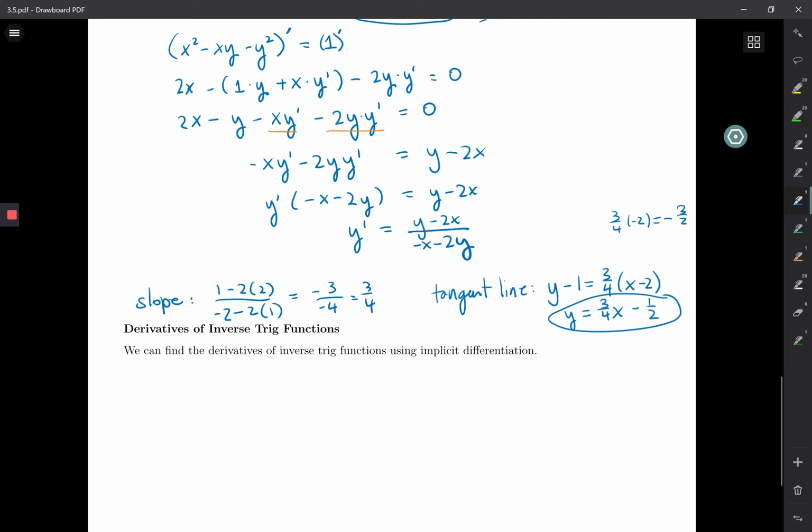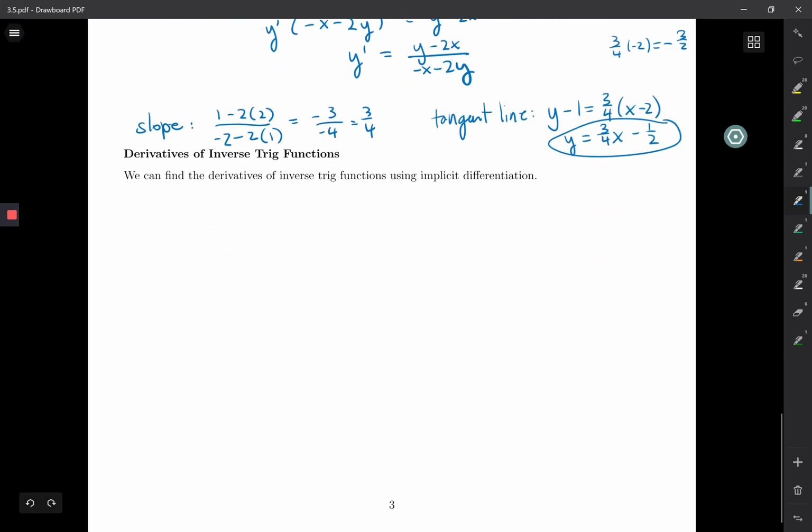Okay, so that would be our answer for that problem. So there's one more thing I wanted to do, which is talk about derivatives of inverse trig functions. We did introduce the notion of inverse trig functions a while back, and we can actually find their derivatives using implicit differentiation. And so what we're going to do is remember how these trig functions were defined.